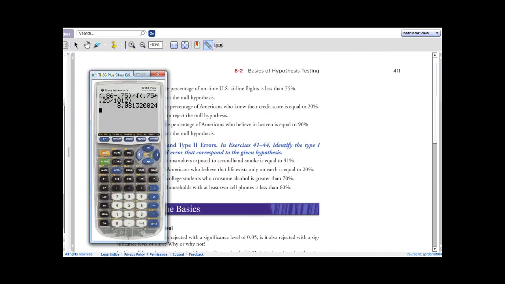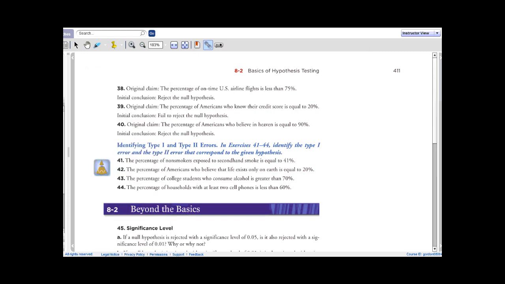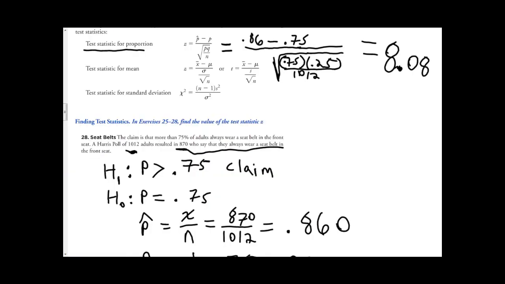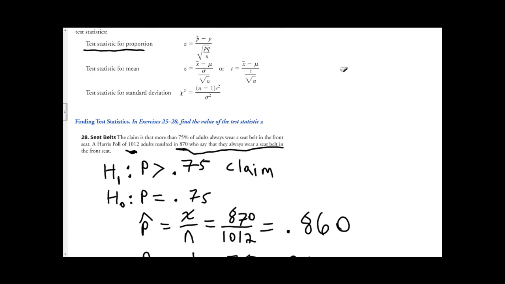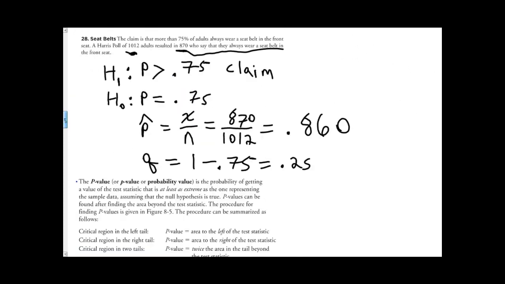If you remember, we said earlier that most values fall within 2 standard deviations of the mean. A z-score of 8.08 means you're actually 8 standard deviations from the mean. So no matter how we cut it, this is going to be an unusual value because it's 8 standard deviations from the mean. That's how we calculate a test statistic for proportions.